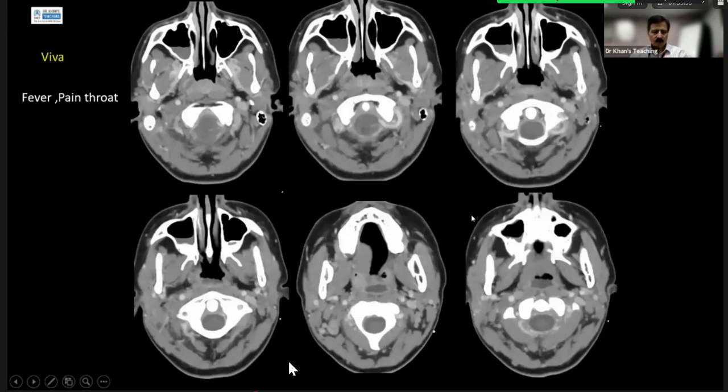Now, if you see here, similar to the case you saw before, this patient had a lot of symptoms. If you look carefully, there is an enhancing lesion here, which is showing ring enhancement. This is the prevertebral muscle. So what is your diagnosis? Abscess, retropharyngeal abscess. Any pertinent positives?